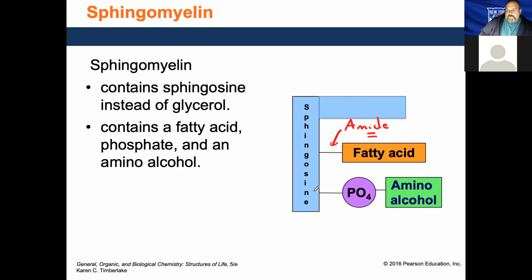And on the bottom, the sphingosine is going to connect to phosphate, which is going to connect to amino alcohol, and that's going to be through a phosphodiester bond. So just like with a glycerophospholipid, down here on the bottom, between the sphingosine, the phosphate, and the amino alcohol, you're going to get a phosphodiester bond.